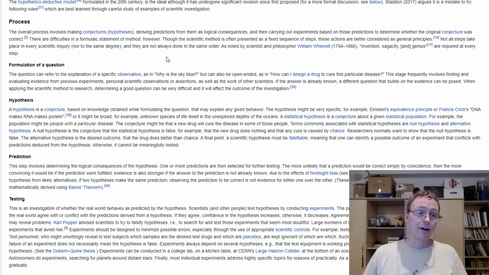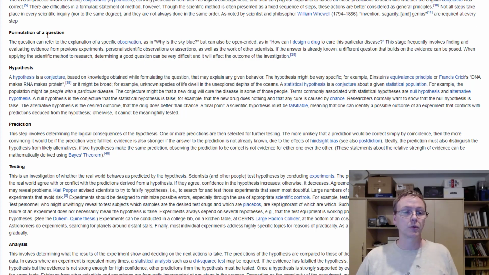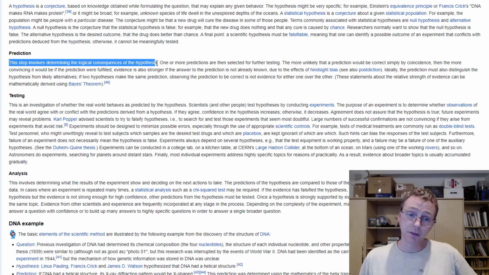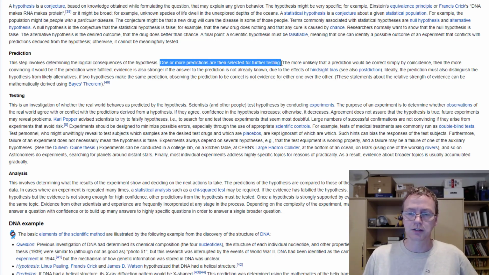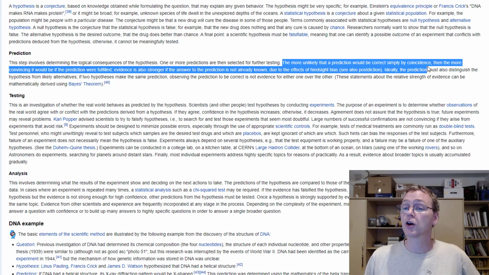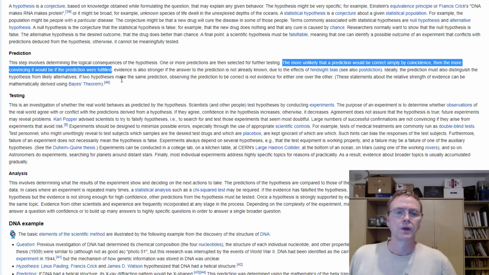And then they do have sort of the steps here, sort of. There's that question that we generally do start with. Here's the definition of what a hypothesis is, or a description of what a hypothesis is. This is how the prediction comes in and how the testing is done. Prediction, what is that all about? This step involves determining the logical consequences of the hypothesis. One or more predictions are then selected for further testing. The more unlikely that a prediction would be correct simply by coincidence, then the more convincing it would be if the prediction were fulfilled. What does that say?